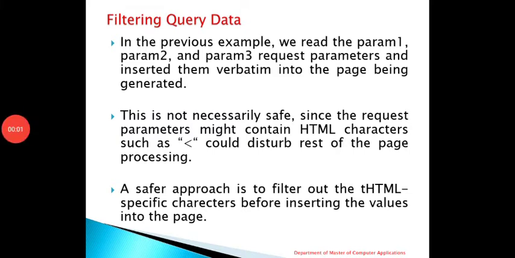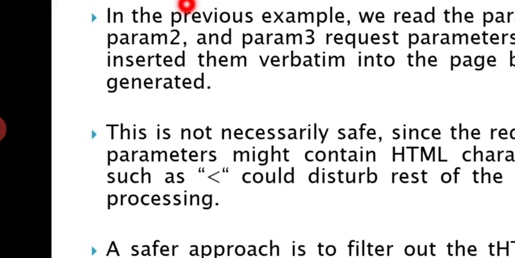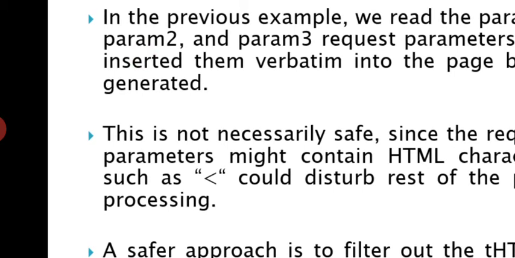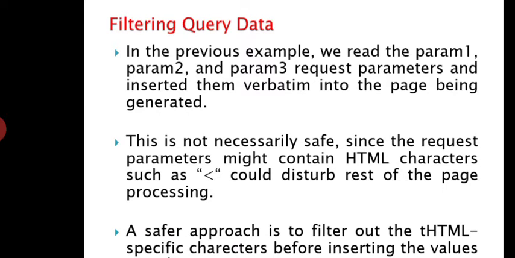Filtering the query data. In this example, we have taken three params. We are reading three parametric values as param 1, param 2, and param 3. These values, param 1, param 2, and param 3 request, are coming from the parameters, which are then inserted verbatim into the page being generated here.